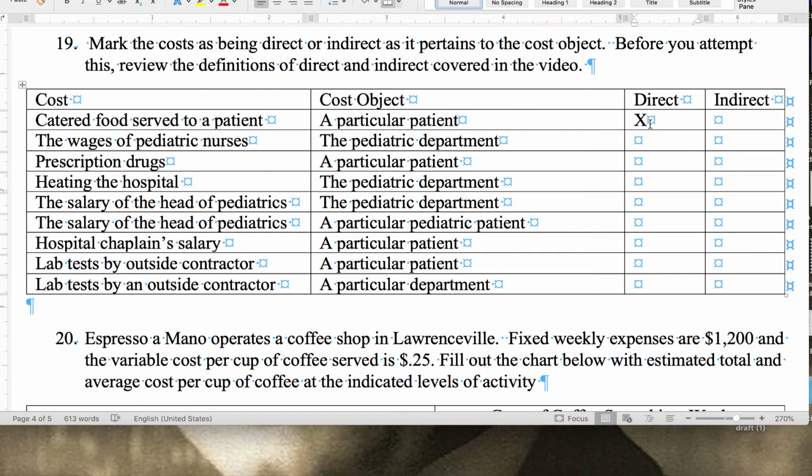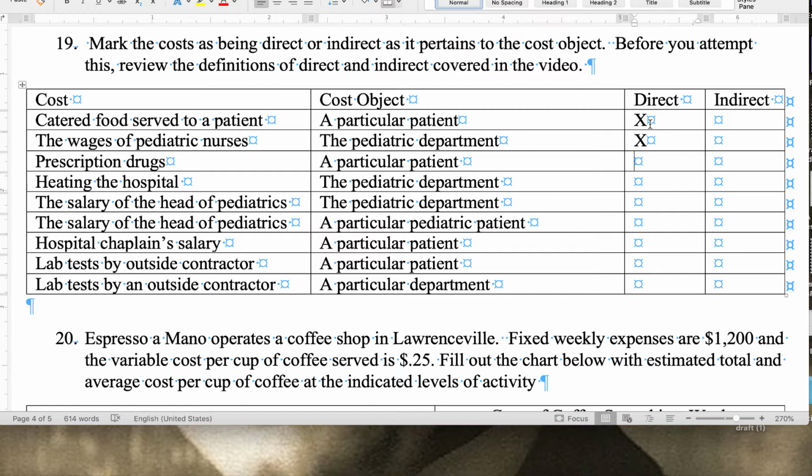The second one deals with wages of pediatric nurses. That's the cost. We need to trace that to the cost object, which in this case is the pediatric department. So we need to ask ourselves, can we easily and conveniently trace the wages of the pediatric nurses to that pediatric department? Oh yeah, we sure can. We definitely can do it easily and conveniently.